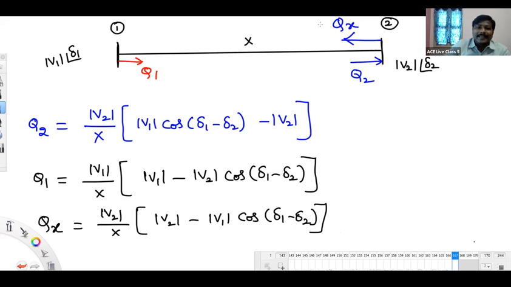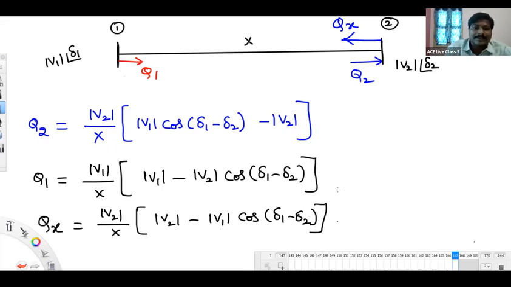So real power is very easy to write. Real power is simply the product of the magnitudes of the voltages divided by reactance, into sine of the angle difference, in the direction of real power you have taken. For example, if you have taken real power from bus 1 to bus 2, you get delta 1 minus delta 2. If you have taken from bus 2 to bus 1, you will get delta 2 minus delta 1. That's the only change you can expect in the real power. But reactive power is a very sensitive equation, very difficult to write, but you have to remember this procedure of writing the reactive power equation all the time.